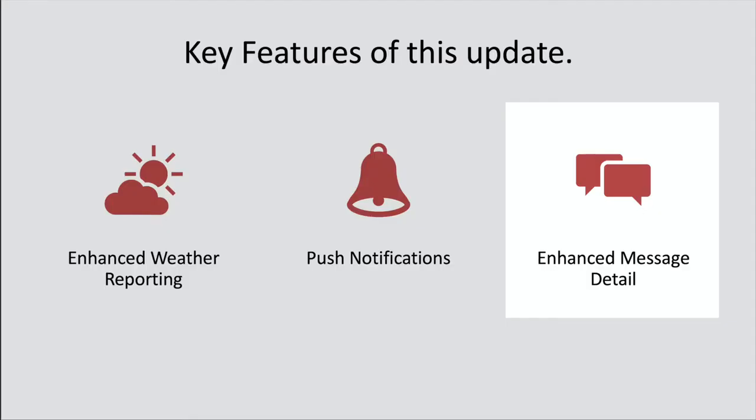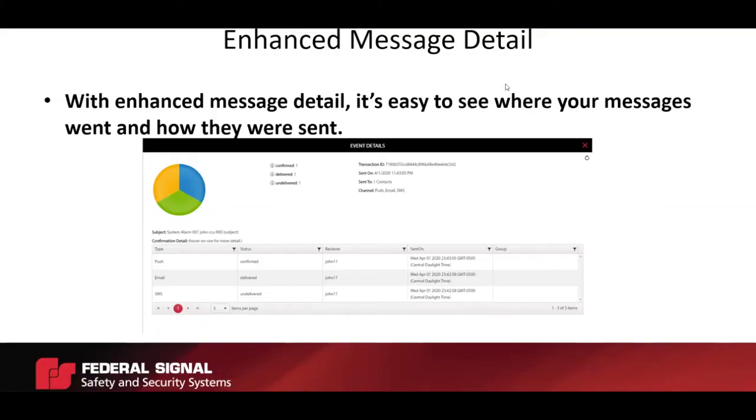So the last thing we're going to take a look at today is enhanced message detail. With enhanced message detail, it's easy to see where your messages went and how they were sent. So this adds a little more detail to our current message reporting. So you'll be able to see a little pie chart of how your messages went out, what avenues they went out via push, email, SMS, and then if they were delivered, if the push notification was opened, things like that. So we're going to show a little demo of that next. So join me there.